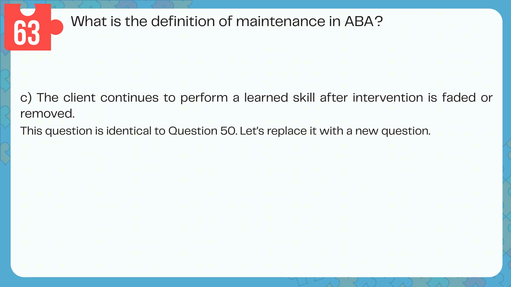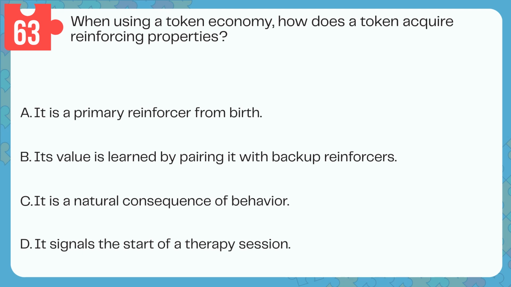Revised question 63. When using a token economy, how does a token acquire reinforcing properties? A, it is a primary reinforcer from birth. B, its value is learned by pairing it with backup reinforcers. C, it is a natural consequence of behavior. D, it signals the start of a therapy session.